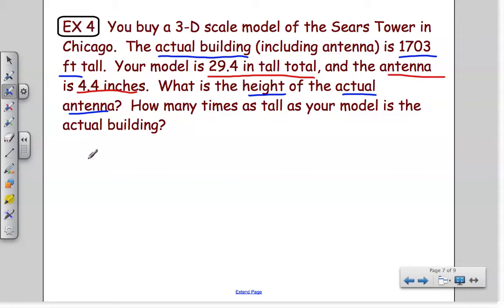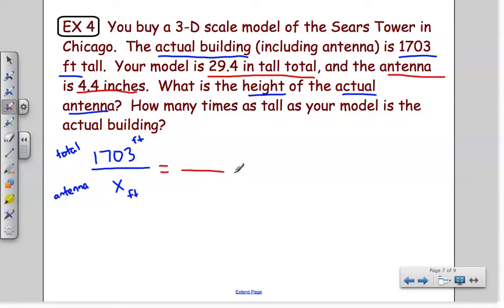Alright, let's see here. So this blue is actual building. Actual building was 1,703 feet. This was in feet, so I'll just jot a little note up here. Actual building including the antenna. So this is the total height. What is the height of the actual antenna? I don't know. So I'm going to put the antenna number on bottom and just call it X. And again, this will be in feet since this fraction is in feet.